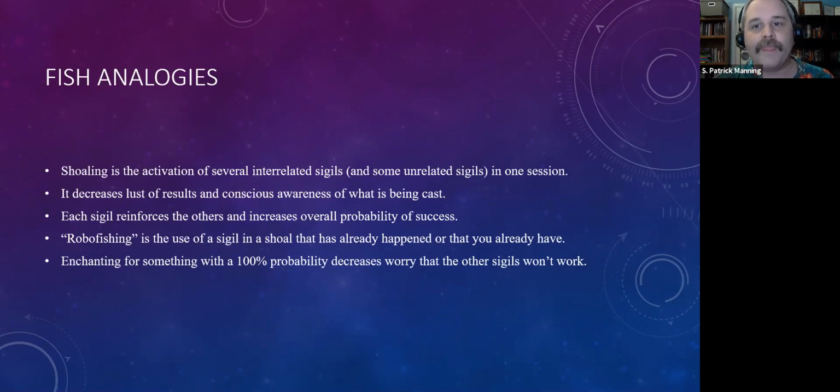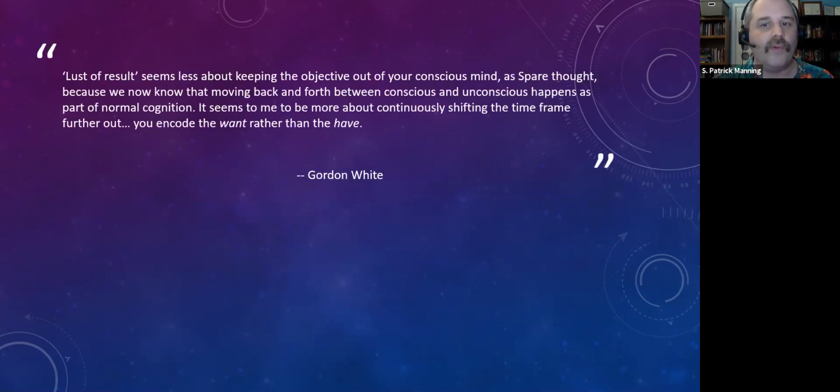And let's see, I got a quote from Gordon White on this. He says, "Lust of result seems less about keeping the objective out of your conscious mind as spare thought, because we now know that moving back and forth between conscious and unconscious happens as part of normal cognition. It seems to me to be more about continuously shifting from the time frame further out. You encode the want rather than the have."